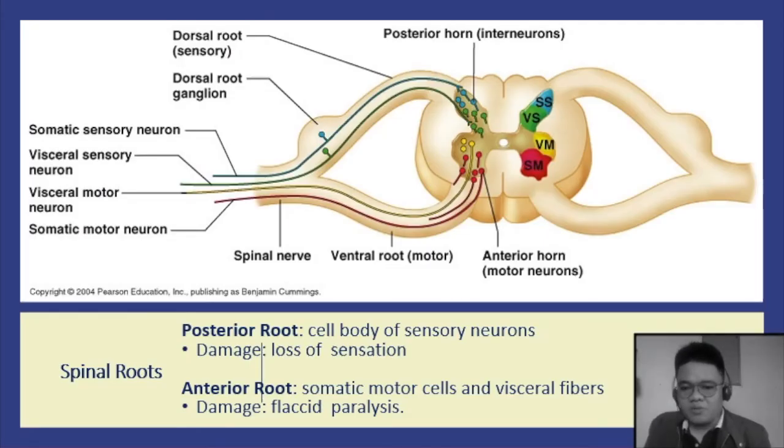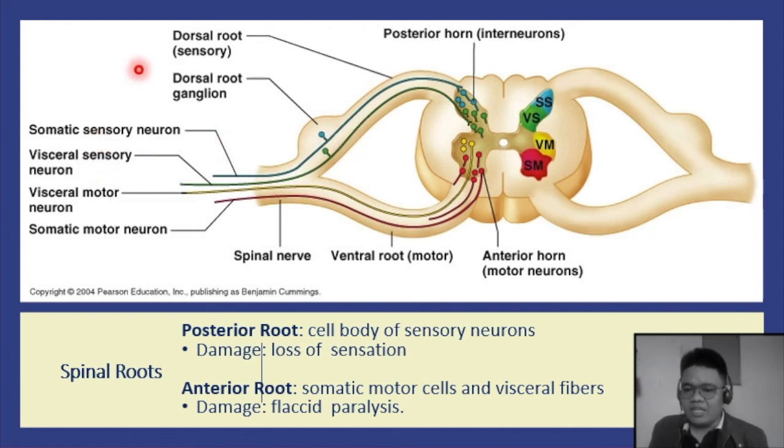Then, class, you have your spinal roots. So, class, your spinal roots could either be the posterior root or the anterior root. Now, class, the posterior root is the cell body of sensory neurons. So again, the posterior root is referred to as the cell body for sensory neurons. If you look at this, class, this is the posterior aspect of the posterior horn of your spinal root. If you would look at this, they're all talking about sensory.